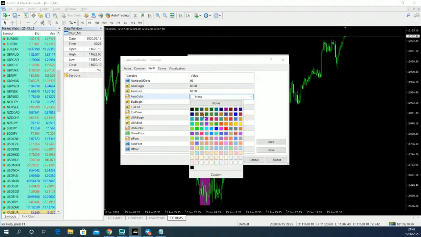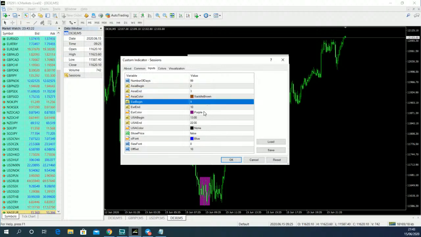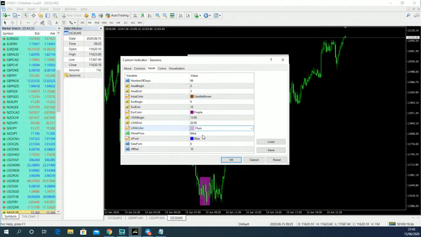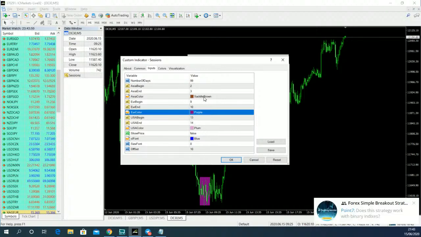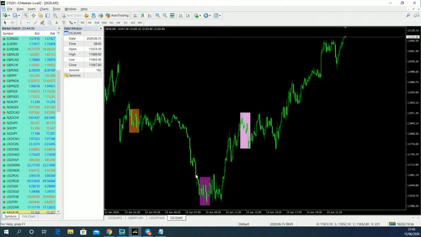We set it to any color we like. For the Asian session, we always say 2 to 3. For the US session, let's change the color to, what color do we want to use this time? Let's change it to plum. Let's make it 13 to 14. So we put Asian session 2 to 3, Europe is already there, purple, and American plum. There you go, that is the three sessions for you.